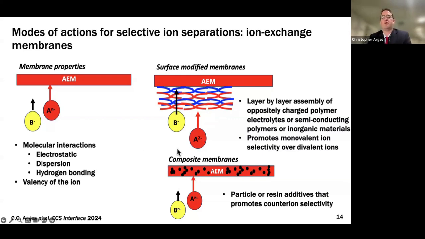And then I'll tell you a little bit later about composite membranes. So this is sort of inspired by some work that Jeff Long and David Jasby at UCLA have done, where you can put these certain particles in here that have a very high affinity for a certain species within the membrane. And you can integrate this into an electrochemical cell for selective ion separations.